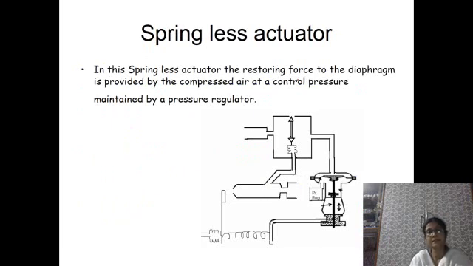This is the springless actuator. Again, it may be with positioner or without positioner. For the springless actuator, instead of providing the restoring force by the spring force that was present in the spring actuator, the restoring pressure or the balance force is provided by a compressed source, that is the pressure regulator.